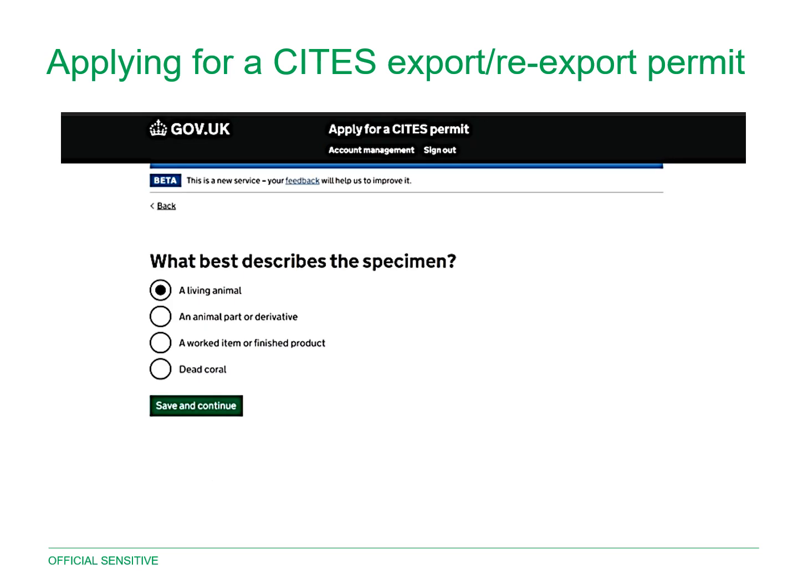The service will then ask you what best describes the specimen. We would click on a living animal, as this time we are applying for an export permit for a live falcon. Click Save and Continue.